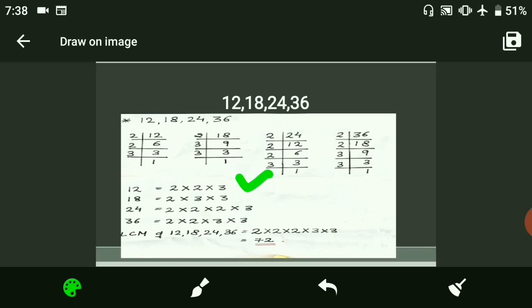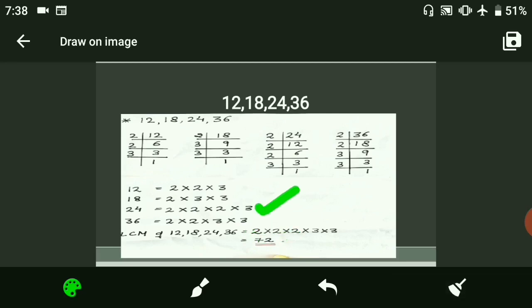Clear? Now we will see firstly 2. In which number does 2 come the maximum times? In 12, 2 comes 2 times. In 18, 2 comes 1 time. In 24, 2 comes 3 times. And in 36, 2 comes 2 times. So the maximum 2's come in 24. How many are they? 3. So you copy down all these 3 2's in the LCM. See, I have done it. Clear?